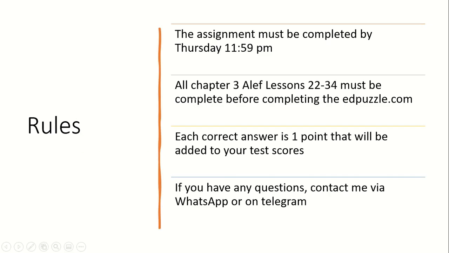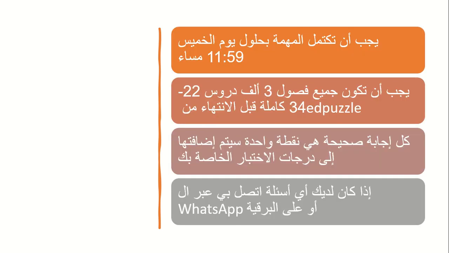So before I continue, let's go over some rules. The assignment must be completed by Thursday, October 21, 11:59 p.m. All Chapter 3 Aleph lessons, that's Aleph lessons 22 through 34, must be complete before completing this puzzle. Each correct answer is worth 1 point that will be added to your test scores. If you have any questions, please contact me via WhatsApp or on Telegram.